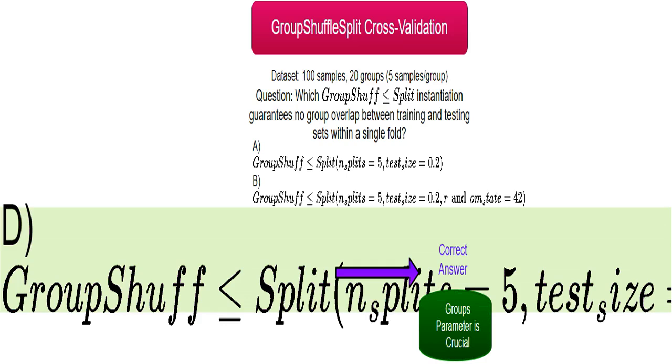And here's the winner. This one is perfectly set up. It specifies the number of splits, 5, the portion of data for testing, 20%. And, most importantly, it includes the groups parameter, which is a list defining each group, from group 0 to group 19. Now, our GroupShuffleSplit tool can do its job correctly, keeping our groups nicely separated in our training and testing sets.